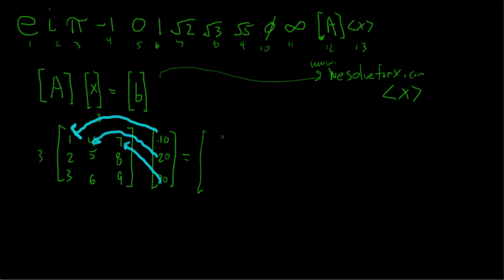Well, 10 times the first column would be 10, 20, and 30. Now, what you have to realize is that you're going to add the next column. The next column is going to be 80, 20 times 4, and 20 times 5, 100, and 20 times 6, which is 120.